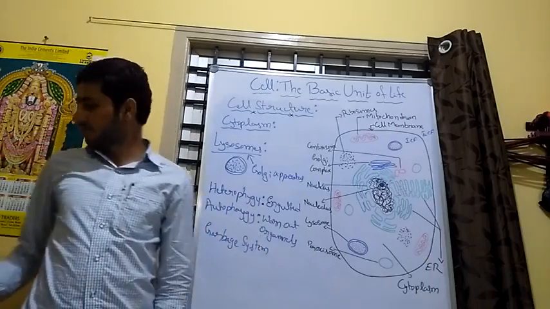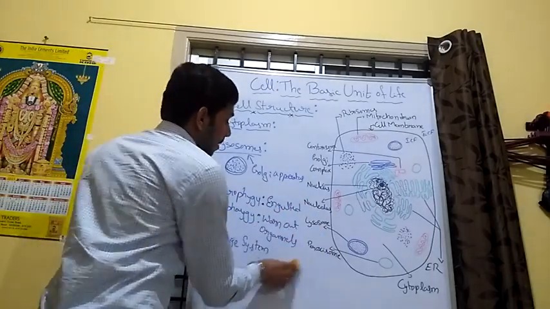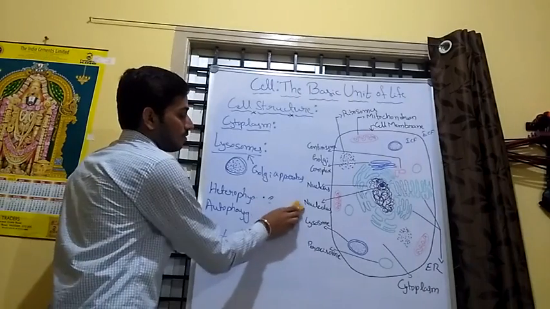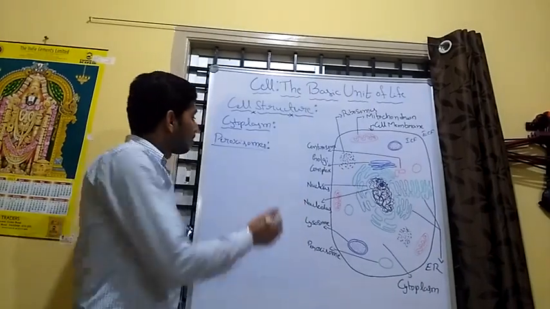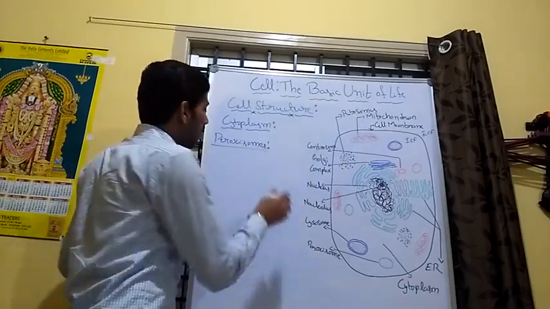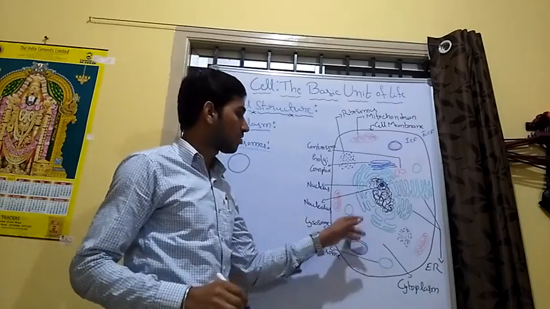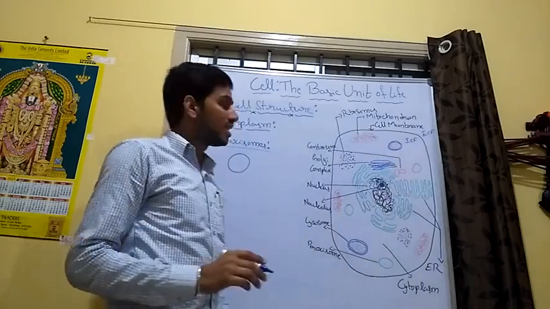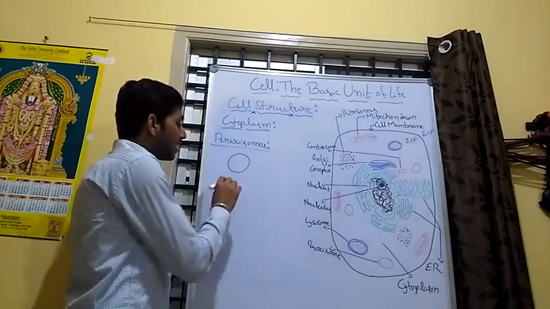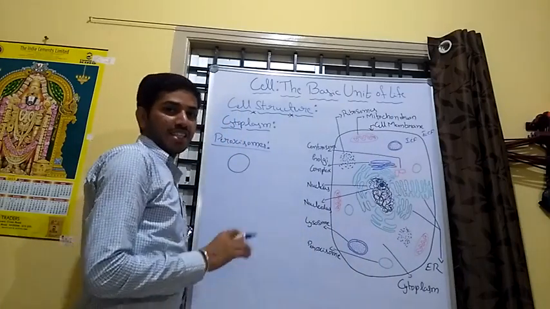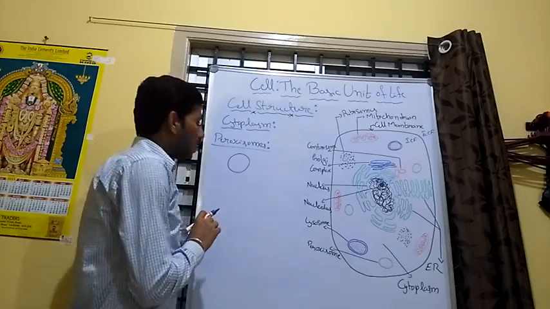Next, move to the peroxisomes. Peroxisomes are also a membrane-bounded cellular organelle. It is also called microbodies.